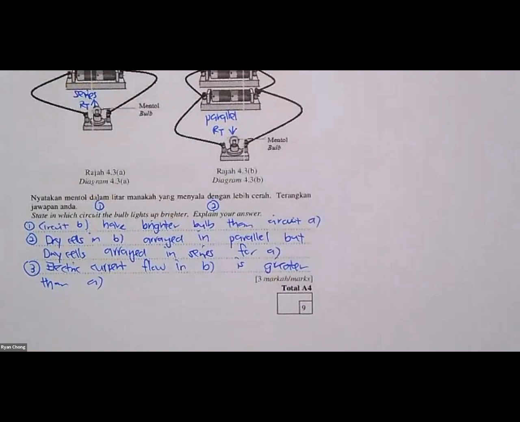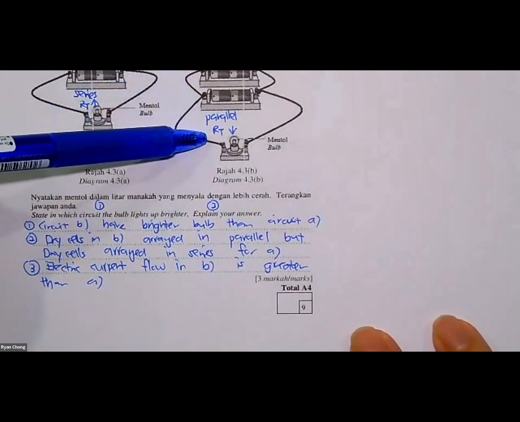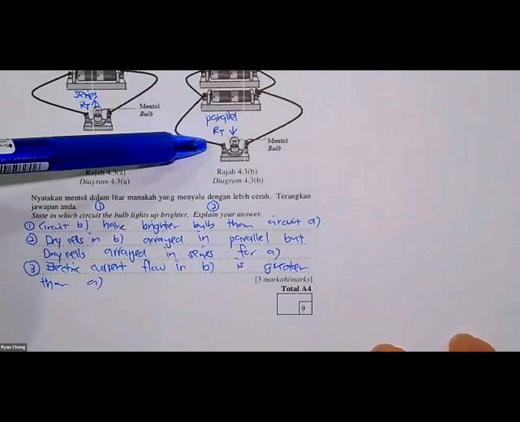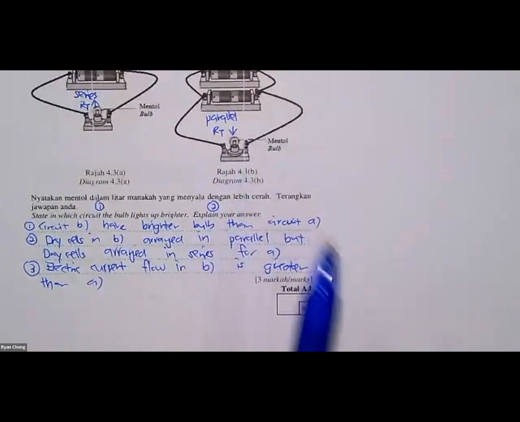Okay, so I just repeat again. Parallel cells will give you smaller effective resistance. So smaller effective resistance gives you greater current. So greater current flow, then your bulb will be brighter. Why? Because your bulb needs larger current flow to heat the filament. More current, more heating, produces more light. That's the reason. So for the bulb, you need higher current, only then can it produce a brighter light.